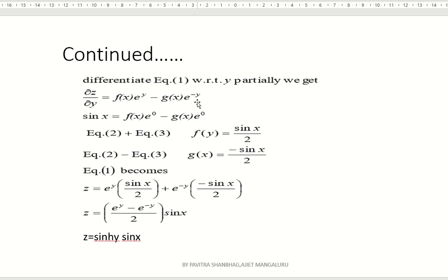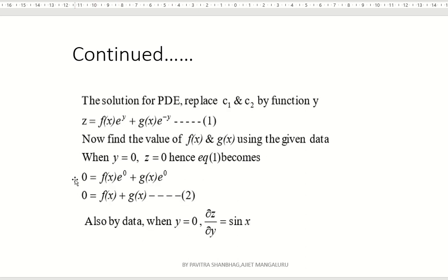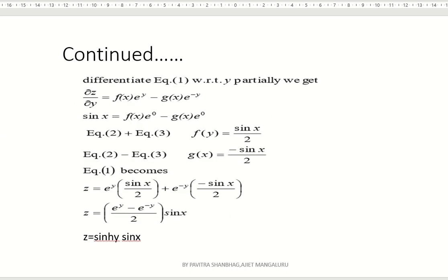Now use the condition. What is given? Dou z by dou y equal to sin x, given in the question, and y equal to 0. Replace that. So sin x equal to f(x) e power 0 minus g(x) e power 0. So f(x) minus g(x) is sin x. And what did we get in the previous result? f(x) plus g(x) is 0. And now f(x) minus g(x) equal to sin x we are getting.